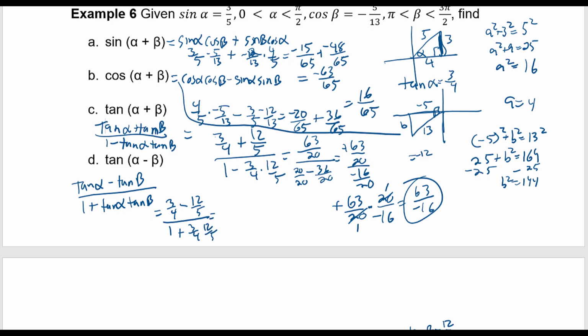Okay. And that's going to be 3 times 5 is 15. 4 times 12 is 48. So that's going to give us negative 33 over 20 over, and down here that's going to be 20 over 20 plus 36 over 20. So I'm going to get 56 over 20. So that's going to work out to be negative 33 over 56. I'm just out of space, but I hope you can handle the arithmetic there. Okay, that's it for this problem.